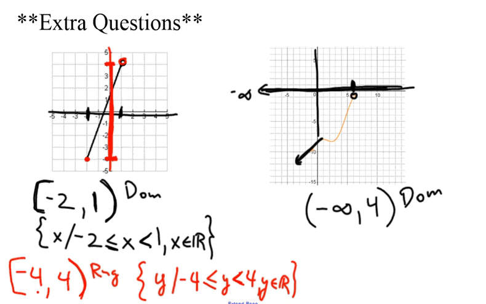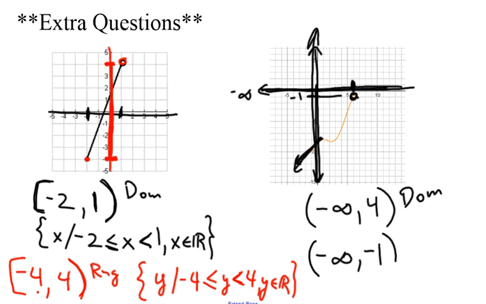Range. Well, where's this floor at? How low do we go? That arrow tells us negative infinity. How high are we going with the range? Just to this point, which is at negative 1. Negative infinity, negative 1. Infinity always has an open bracket. Doesn't include the -1. Open bracket.